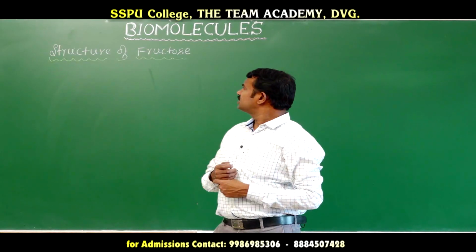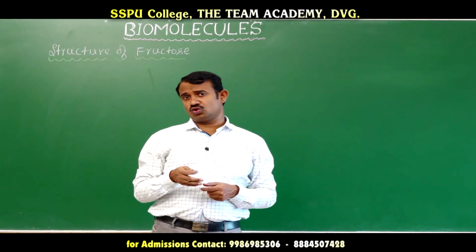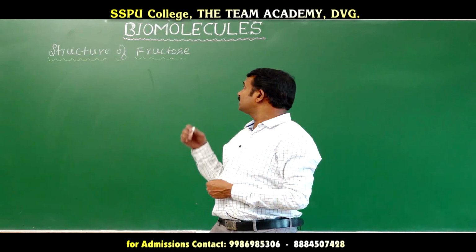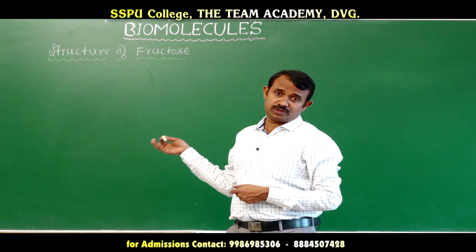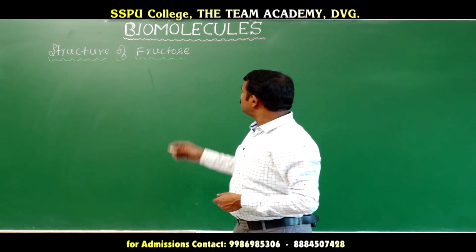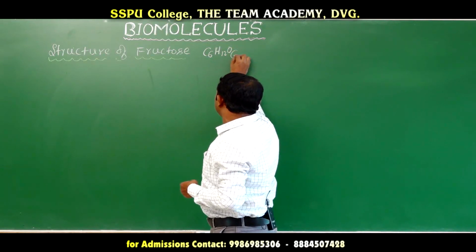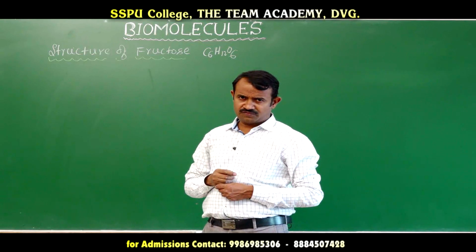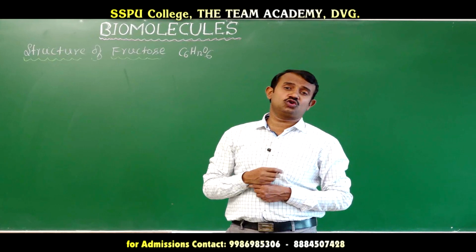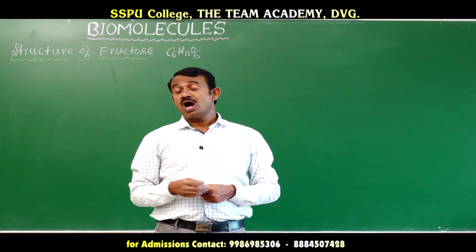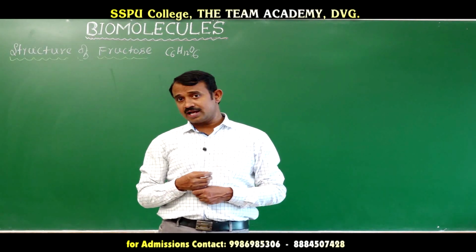Next we will go for the structure of fructose. Fructose is also obtained by the hydrolysis of sucrose, which undergoes hydrolysis to form glucose and fructose. Fructose has the same molecular formula as glucose, C6H12O6. Fructose contains a ketone functional group, so it is called a ketose. Glucose contains an aldehyde functional group, so it is called an aldose.